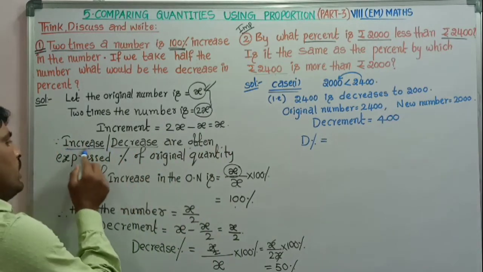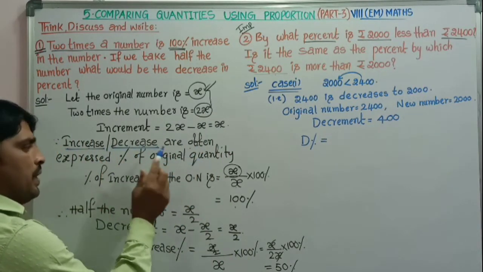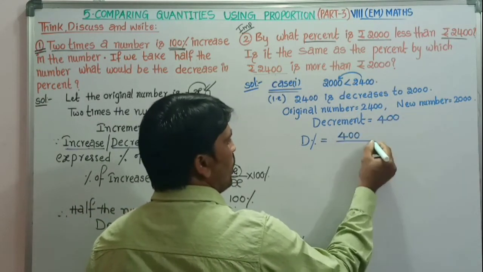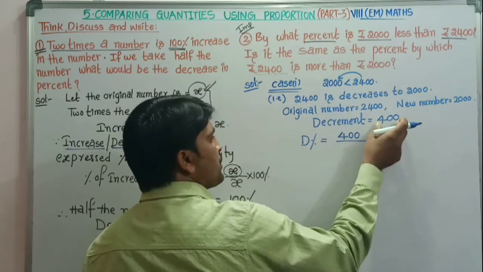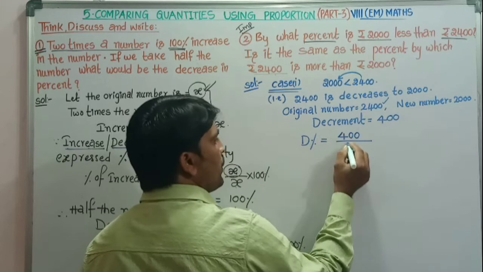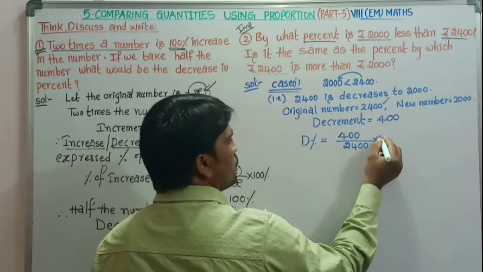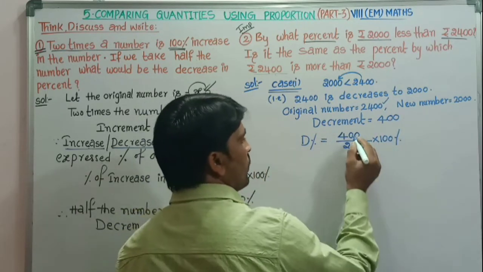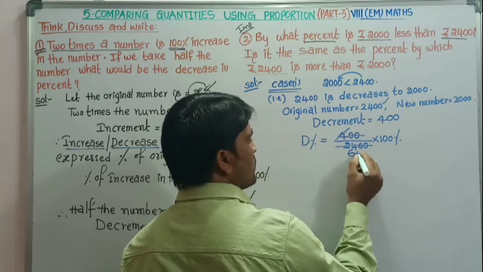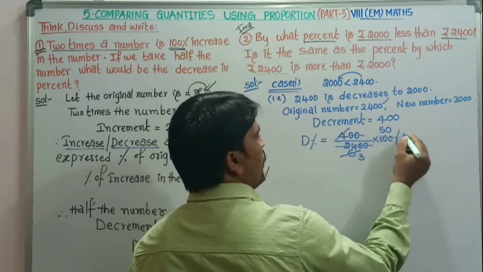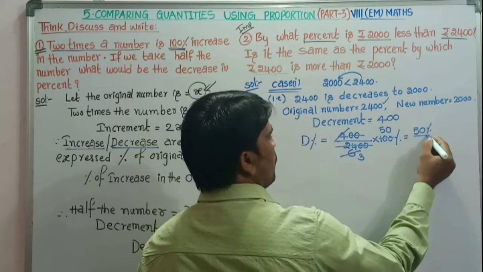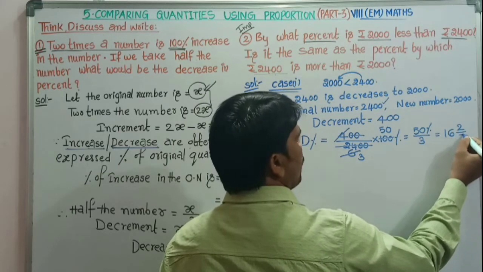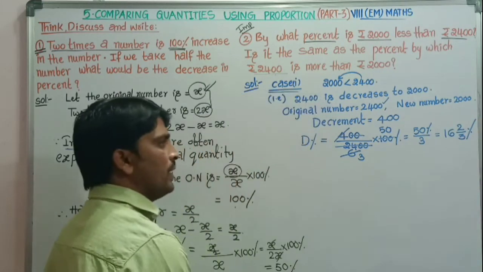Let us find the decrement or decrease percent. Since we know that increase or decrease are often expressed as a percentage of the original quantity, the decrement is 400 over the original number 2400, into 100%. Since we have to express it in percentage form, we multiply by 100. Cancelling the zeros, 4 ones are 4, 4 sixes are 24, so we get 50% over 3. We know that 3 sixteens are 48, remainder 2, that is 16 whole 2 by 3%.